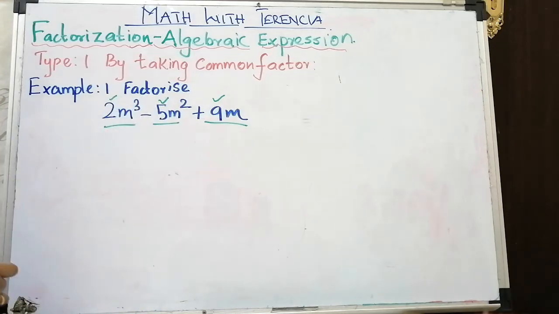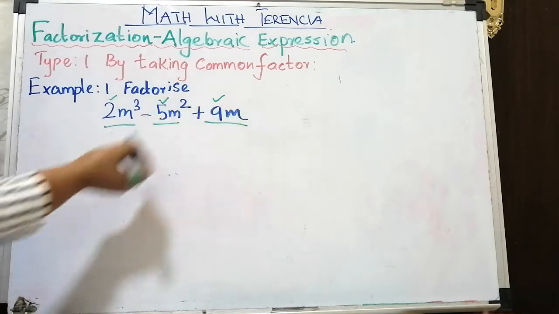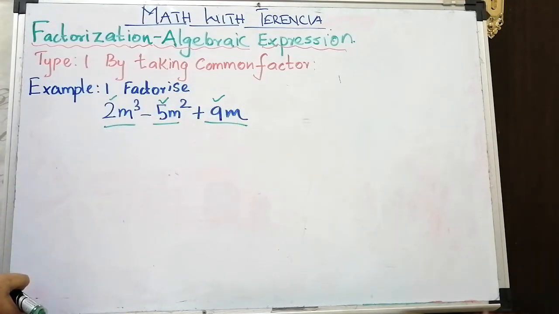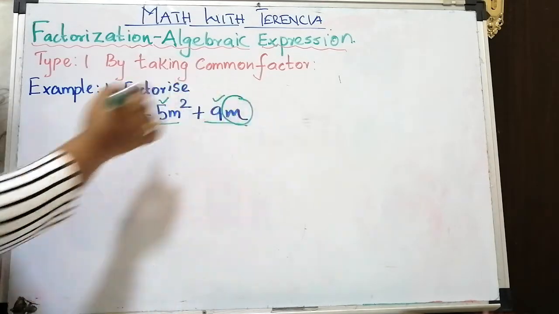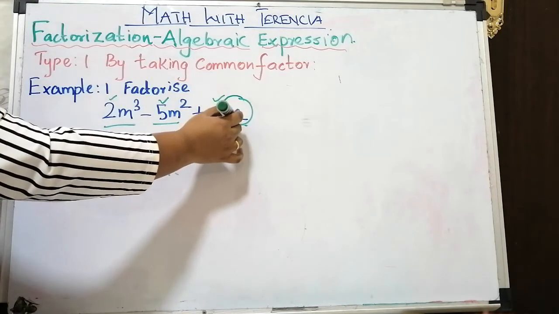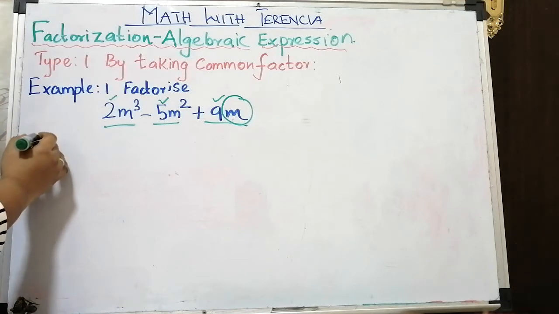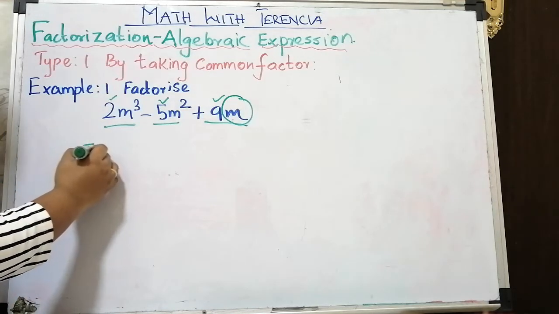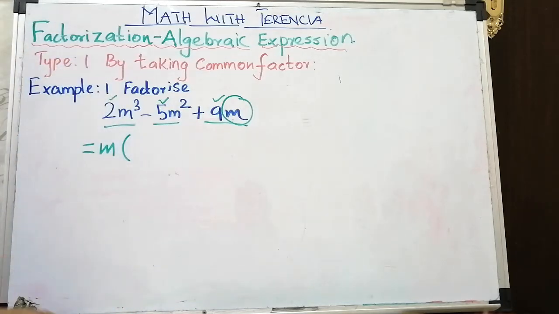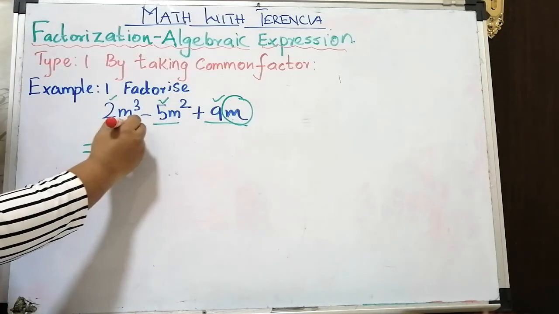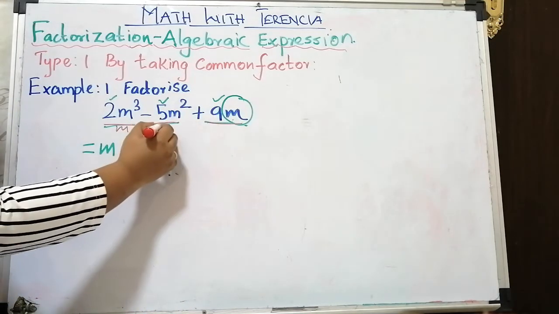Next come to the variable. The variable is m power 3, m power 2 and m. When you take the common factor, you need to take the least power, the smallest power. So here the smallest power is m power 1 or m. So the common factor is m. So when I write the answer, I write the common factor outside, open the bracket, and you need to divide each term by this common factor. I should divide by m.